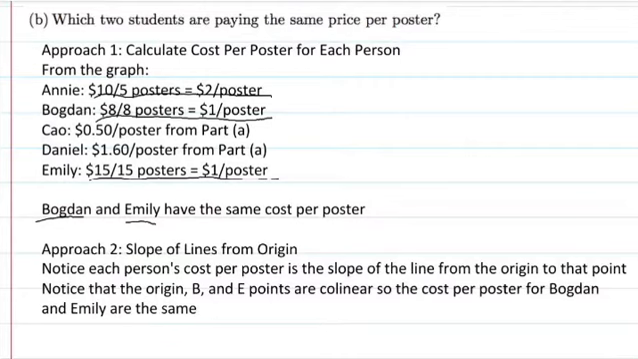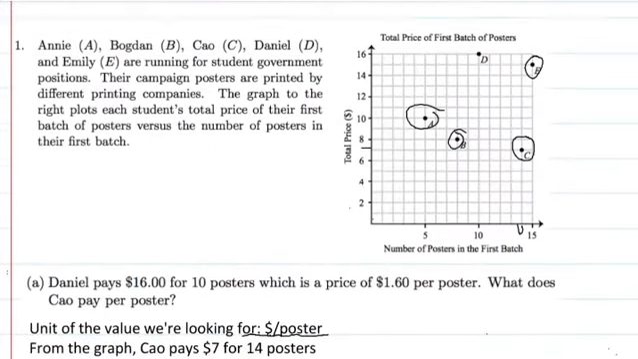The second approach is to use the slope of lines from the origin. This approach will be quicker than the first approach, but requires knowing about slopes of lines as well as making a couple of important observations on the graph. The first observation that we need to make is that each person's cost per poster is actually the slope of the line from the origin to that person's point on the graph. Let me illustrate what that means on this graph here.